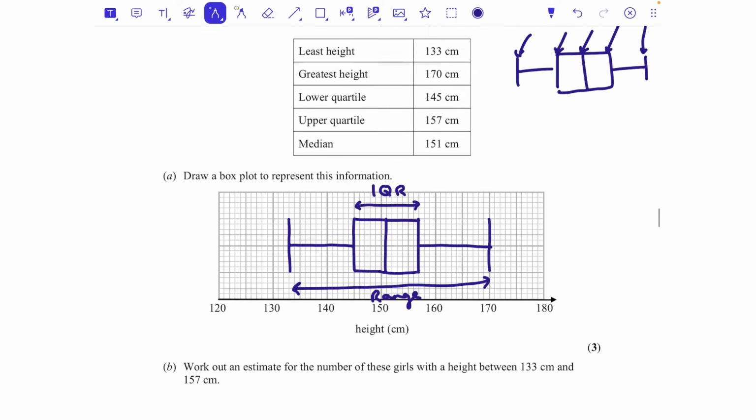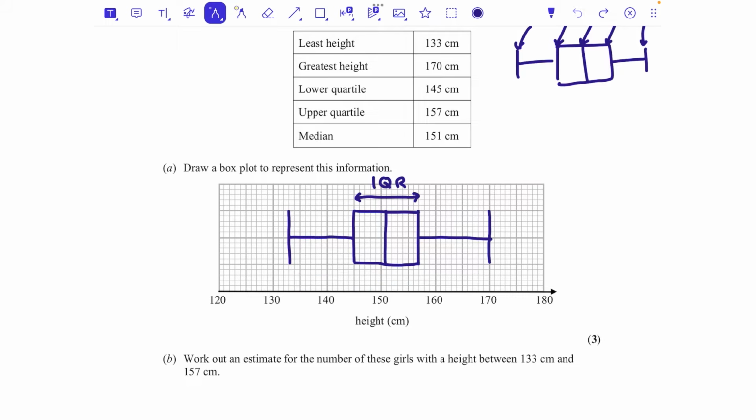Work out an estimate for the number of these girls with a height between 133 and 157. So it's worth remembering that the median is the middle value. So 50% of the girls were lower than the median. So 50% of the girls are there and 50% of the girls are represented there, have heights between those two values. But also the lower quartile, that's 25% of the way through the data. So I've got 25% of the girls having heights here, 25% here, 25% in this section, and 25% of them have heights in this section.